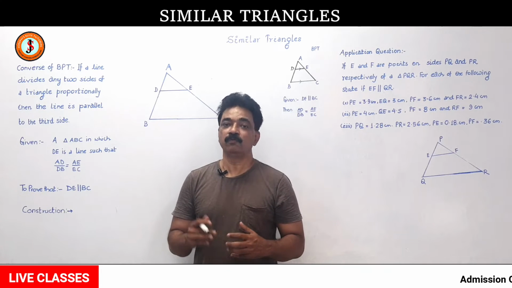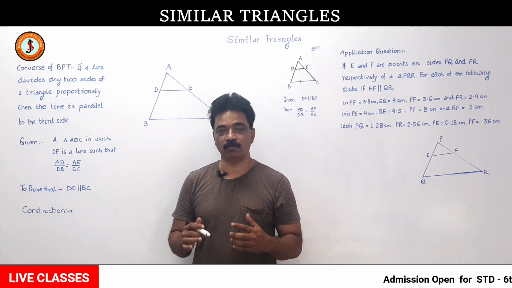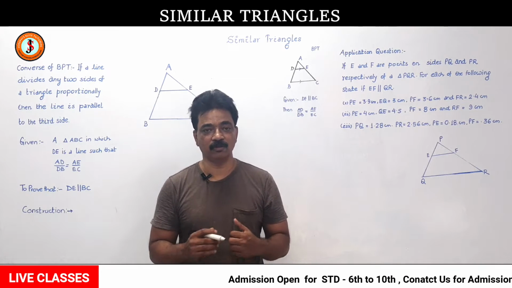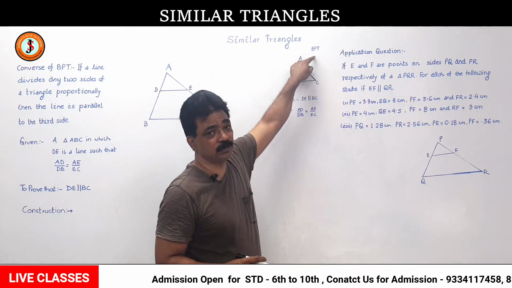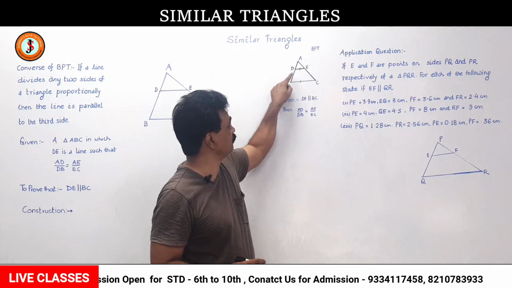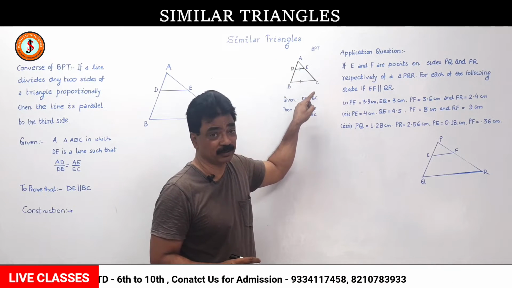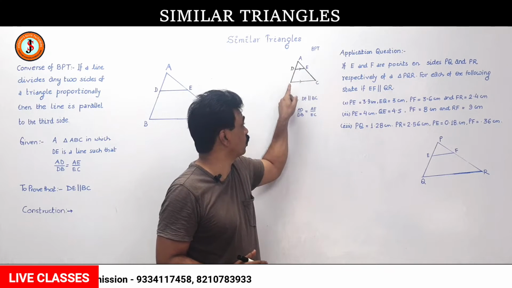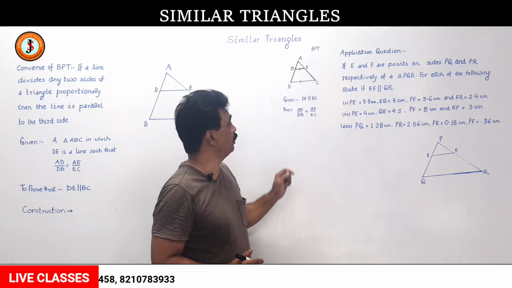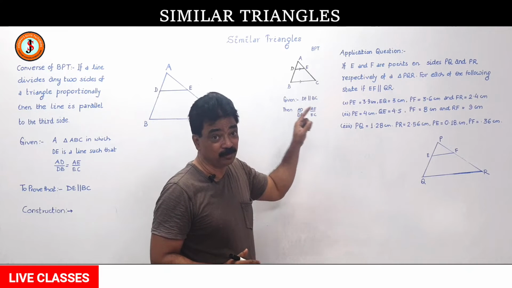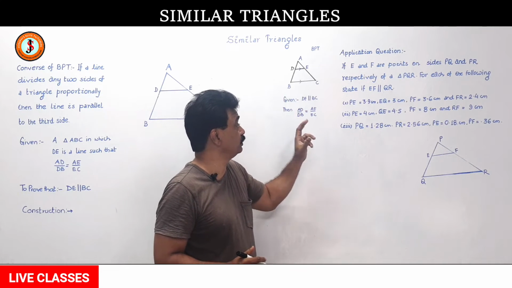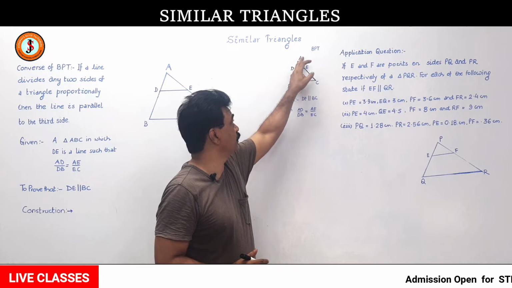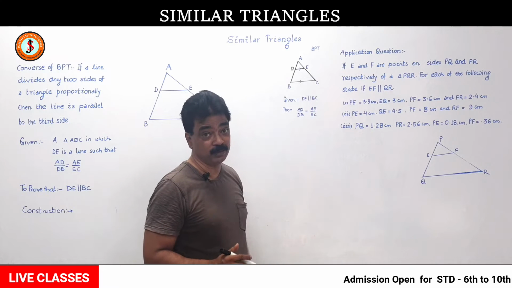In the previous video we studied the basic proportionality theorem, which is BPT. Here is a triangle ABC, which states that if a line is drawn parallel to any one side of a triangle, then it divides the remaining two sides proportionally. That means DE is drawn parallel to BC, and that is given. In BPT, DE parallel to BC is given, and we have proved that AD by DB will be equal to AE by EC, by BPT.